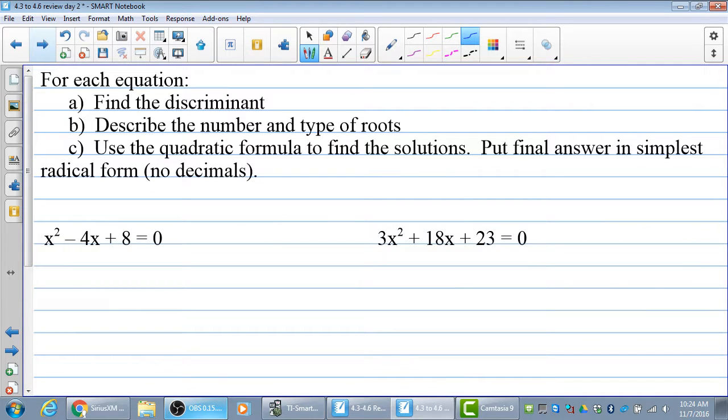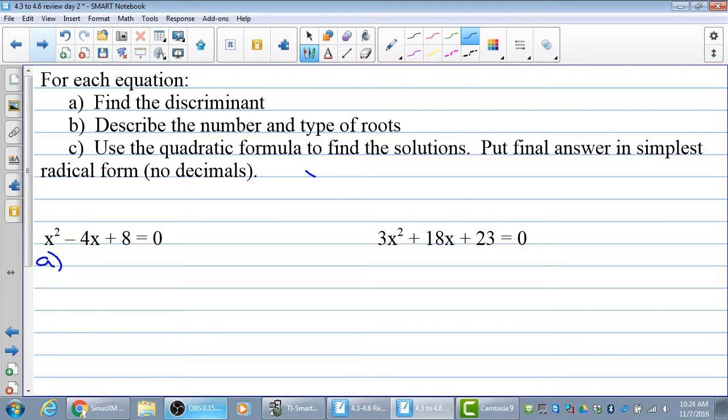Got some instructions here. A, find the discriminant. B, describe the number and types of roots. C, finally use the quadratic formula to find the solutions. Put final answer in simplest radical form, not decimals. So letter A, find the discriminant.